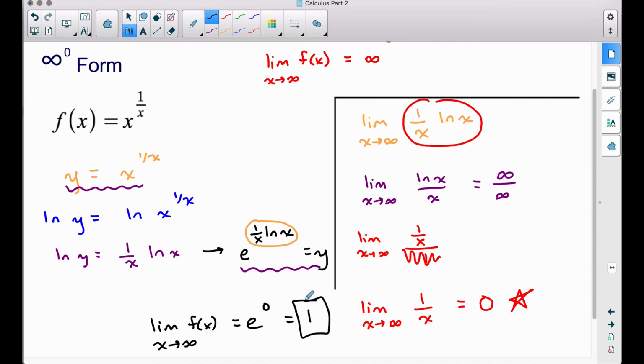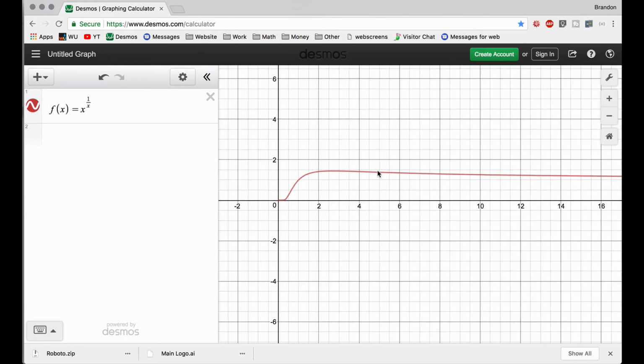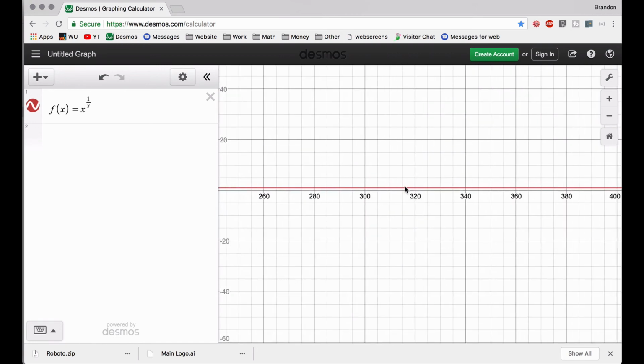And now let's verify this in Desmos. Here's that function, x to the 1 over x power, and we were finding the limit as x gets really big. So notice as I'm letting x get big, for example right here, x is around 12.6. The y value is getting close to 1, it appears. I'm zooming way out and I'm going to let x get even bigger. So right now x is getting close to 320. Look at that y value. That y value is getting closer and closer and closer to 1.